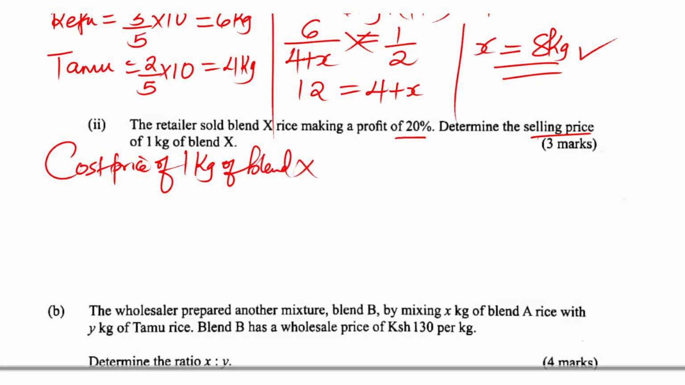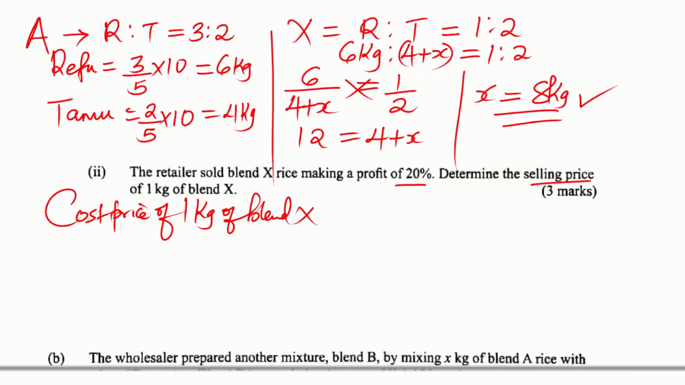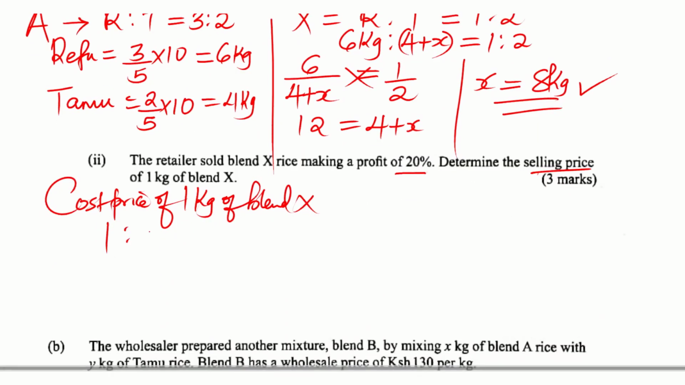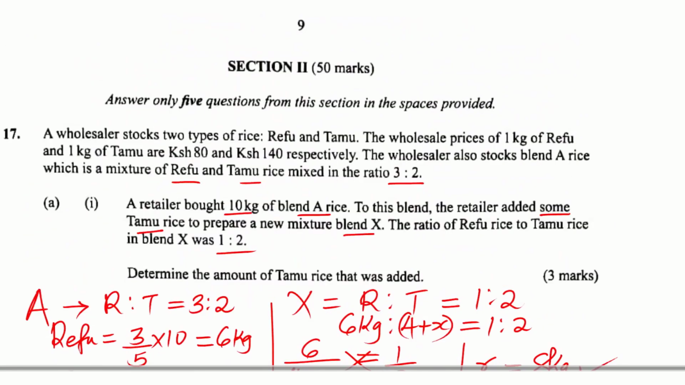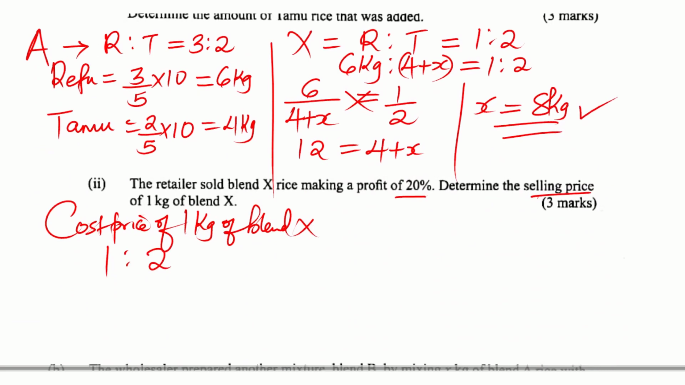And how do we get that? We're going to use the ratio in which blend X was mixed, that is refu to tamu, 1:2. Then we already have the cost price of 1 kg given here. The wholesale price of 1 kg of refu was 80 shillings, then tamu was 140 shillings. That was the cost price or the wholesale price.